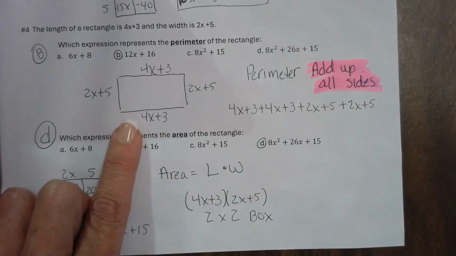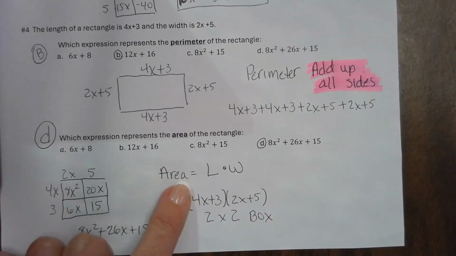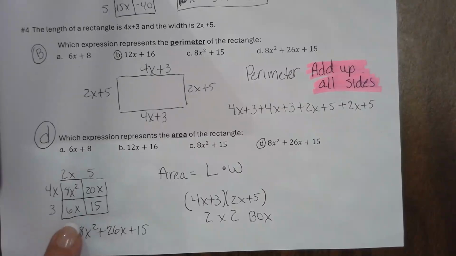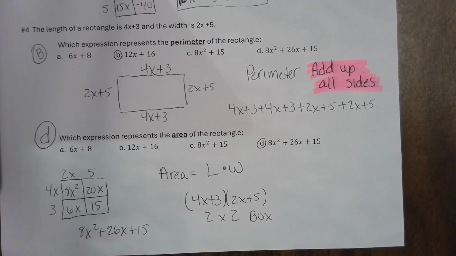Okay, so perimeters, adding them all up. Well, for area, that's a multiplication problem. That's length times width. So this is a 2 by 2 box. So the answer is 8x squared plus 26x plus 15. That last answer is D.